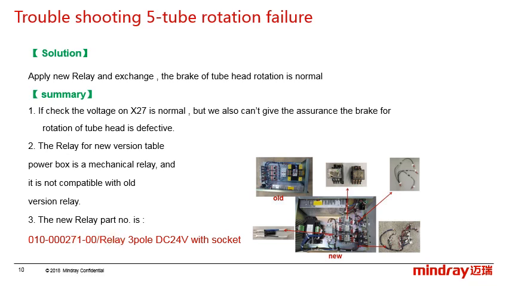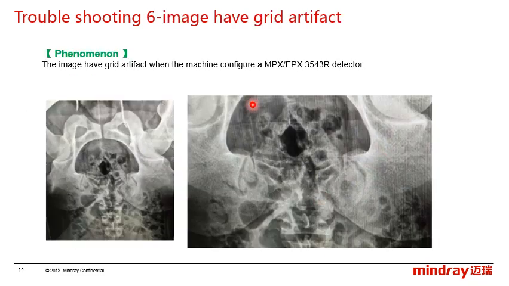And the new relay part number is given. The next troubleshooting is the image having a grid artifact, which happened only when the system is configured with the Mirror detector.